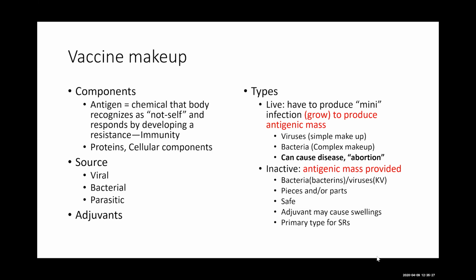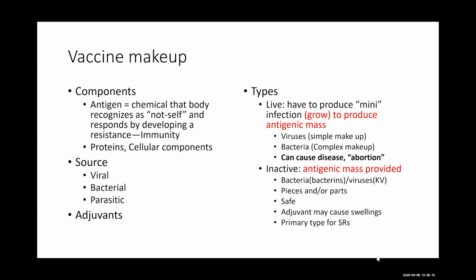Let's talk about the types of vaccines. We actually have two types of vaccines. We have live products and inactivated or killed products. The live products are primarily viral. There are some bacterial products, but what they do is, following injection into the animal, they produce a mini infection to grow, to produce enough of that not self antigen for the host to recognize that it needs to put up an antibody response. Whereas with killed vaccines, that antigenic mass, or the stimulating amount, is injected each time you inject the vaccine.